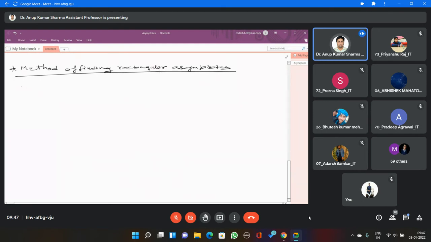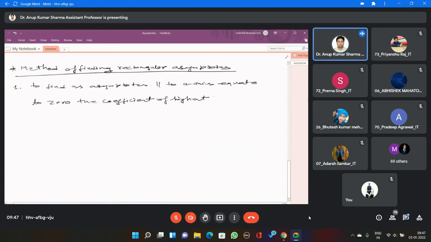Rectangular asymptotes. So first, to find asymptotes parallel to the x-axis, equate to 0 the coefficient of the highest power of x in the equation of the curve. I've directly written this because you know that any curve is represented by some polynomial.